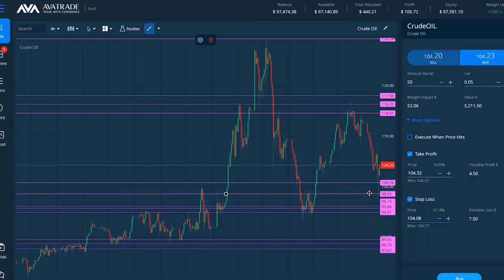So it got down to 98.5. So if I put my stop loss at 98, and I put my take profit, not to be greedy, not all the way up here at this high, but at this one here, this resistance level, let's say at 115.